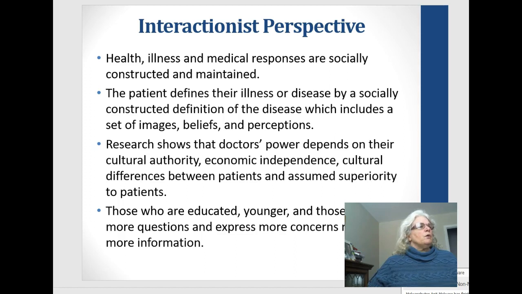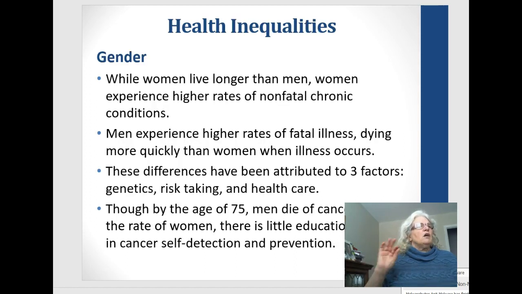So as we look at the social problems of healthcare, we can clearly see that there are health inequities. Women live longer than men, but they have higher rates of chronic illness. And men experience higher rates of fatal illness, dying more quickly. Now, interestingly enough, if we tie this back to your other pieces of the course, when we look at family, men that are married live longer and they live healthier. That there is that influence as well of living with a woman, and the fact that she helps negotiate his health care. So it's an interesting piece. But by the age of 65, men die of cancer at twice the rate of women, which is interesting.